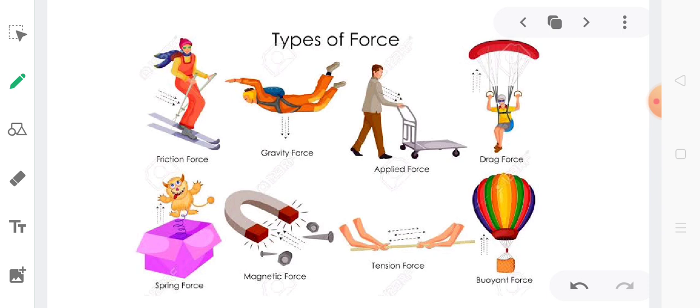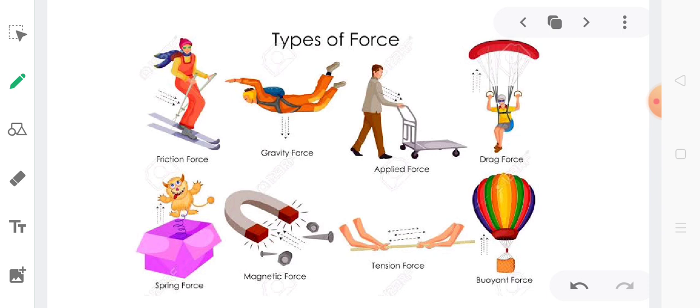Now this is not a new topic for you, because in class 8 you have already studied the different types of force, but still with the help of these examples I would like to ask you what the different types of forces are that you can understand. Now you can see in the picture friction force, gravity force, force applied in order to move that trolley, so it's an applied force. Then there is a drag force. You can see the direction in which the drag force is acting. With the help of an arrow in every picture, the direction of force has been shown.